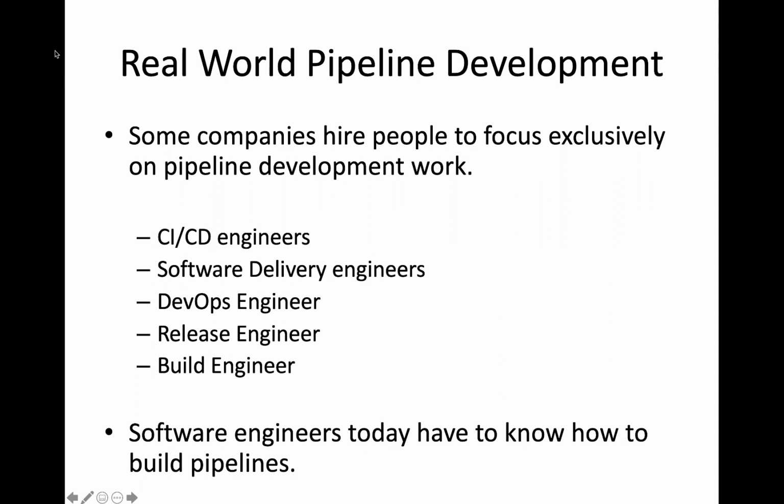Now, in the real world, oftentimes you'll have engineers who are completely focused on building out software delivery pipelines. Different companies call these engineers different things. Sometimes you'll hear them referred to as software delivery engineers or release engineers. They could be build engineers or CI/CD engineers. There's all kinds of different titles that are out there. But traditionally, you would have people that were dedicated and focused on pipeline development work.